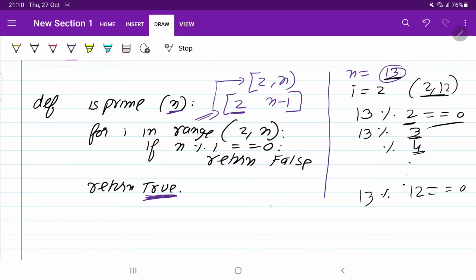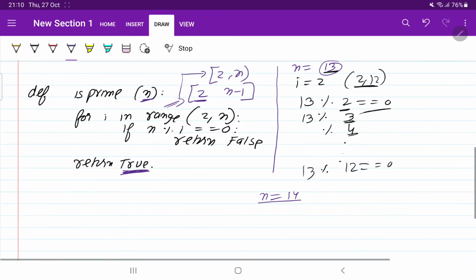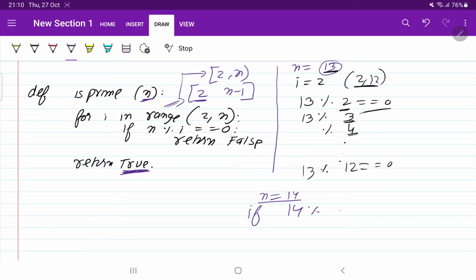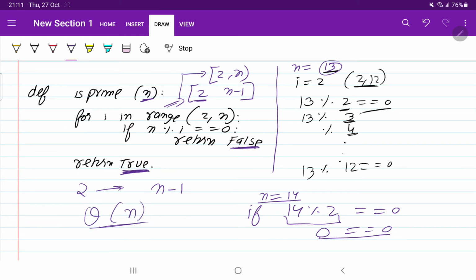Suppose instead of n equal to 13, n is equal to 14. It will enter the loop and check if 14 modulo 2 is equal to 0. What is 14 modulo 2? It is 0. So 0 equal to 0, this condition will become true, we will come out of the loop, and we will be returning false. So this is one of the approaches. Now in this approach, you started traversing from 2 and you traverse to n minus 1. So I can say that the time complexity will be theta of n, because you are traversing all the numbers that are present in between.